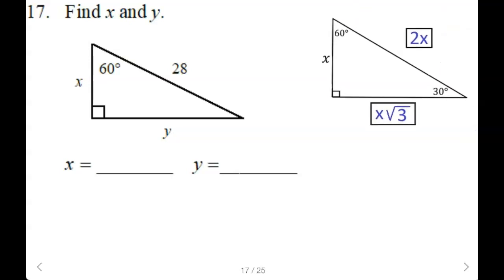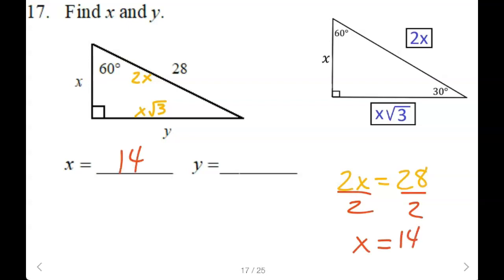This is a 30, 60, 90. Let me remind you what you've memorized here. The short leg is x, the hypotenuse is 2x, and the long leg is x square root 3. So here 2x equals 28, so divide by 2 and we get 14.